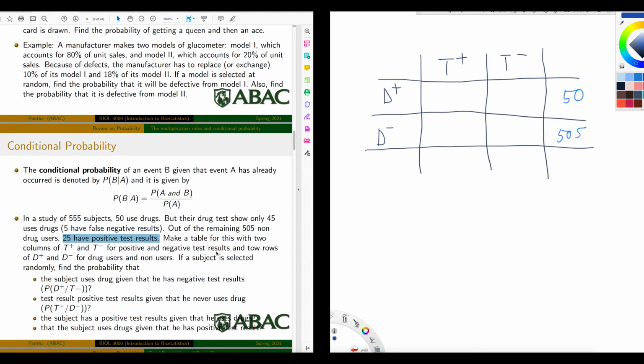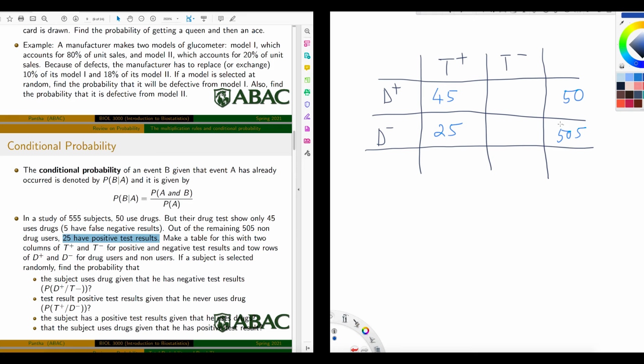By the way, their drug test shows that 45 use drugs. The drug users who test positive is 45. That is, 5 of them have false negative results. Out of the remaining 505 non-drug users, 25 have positive test results. So 25 of them have the positive test, because these are the positive test results, these are the negative test results, these are the drug users, and these are the non-drug users.